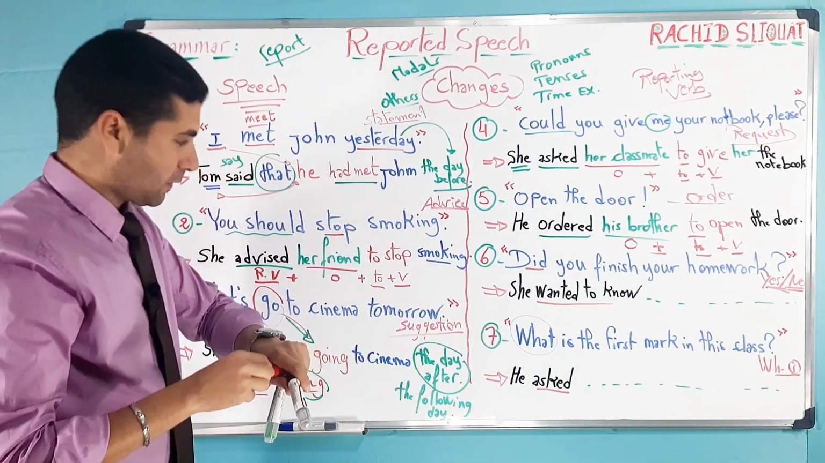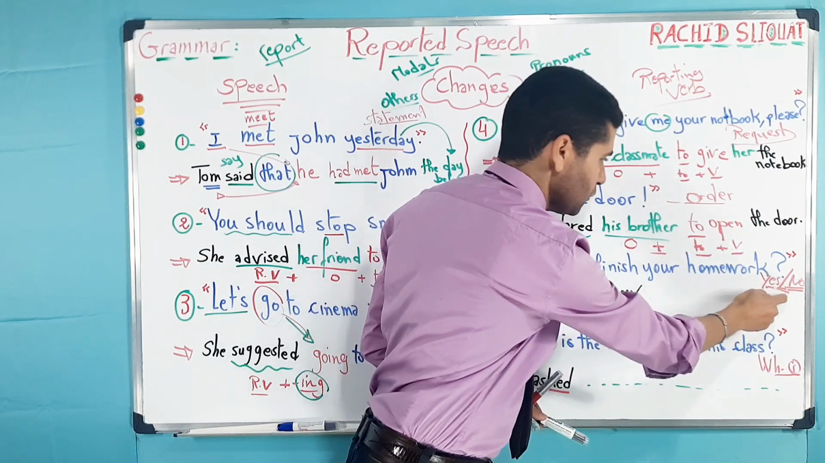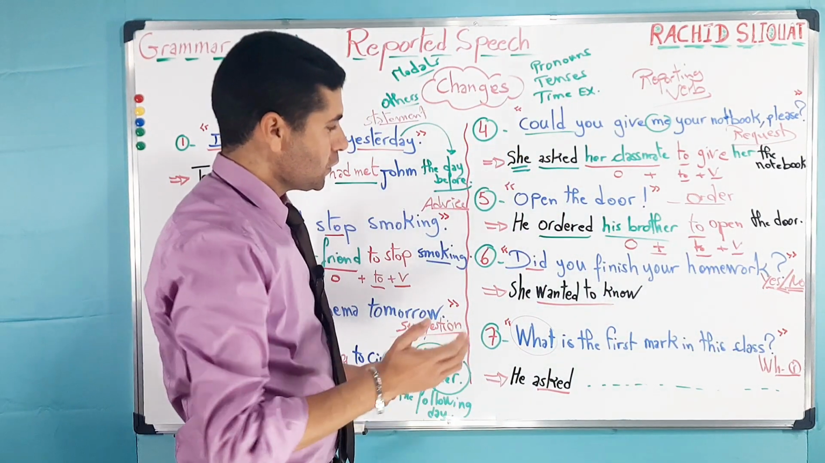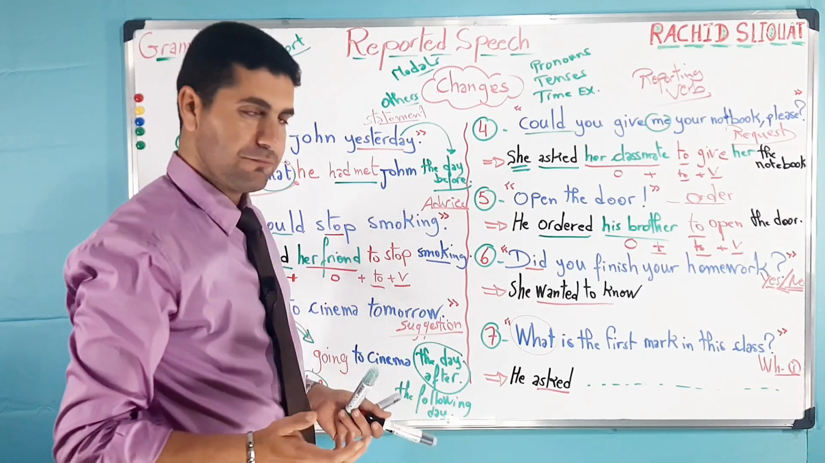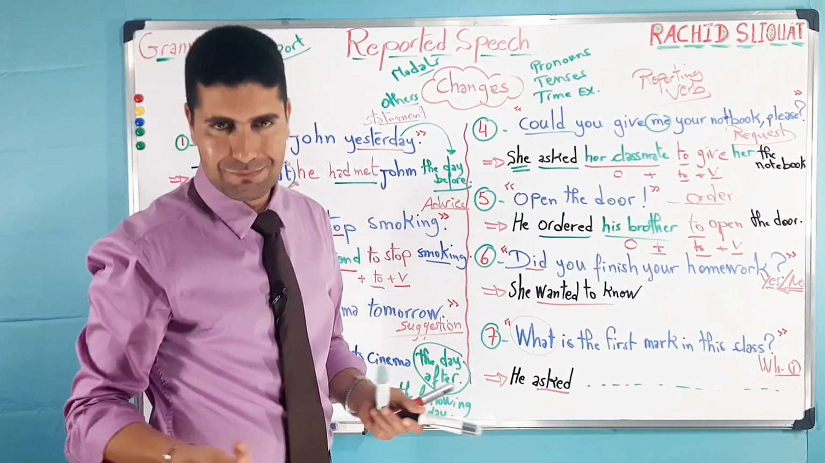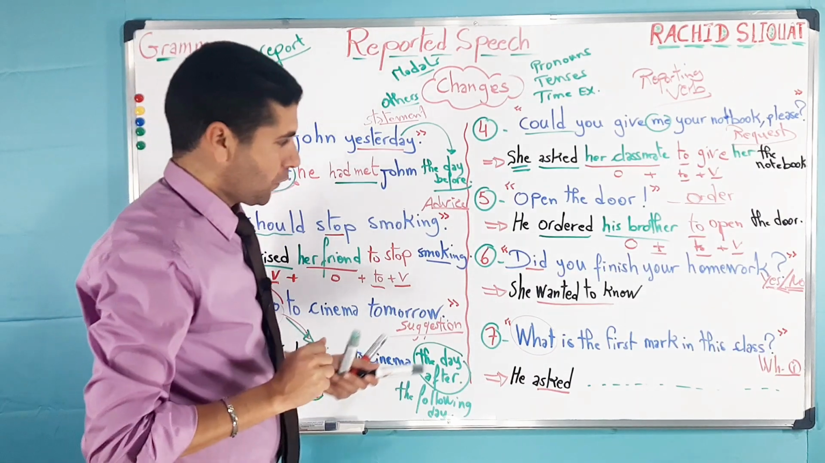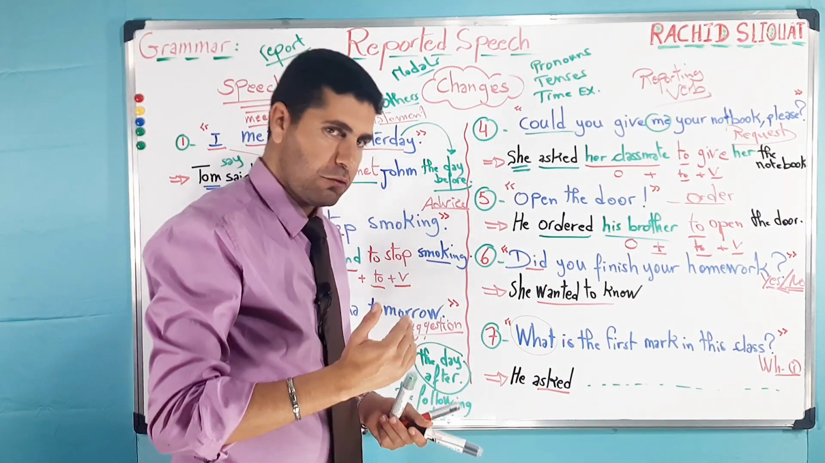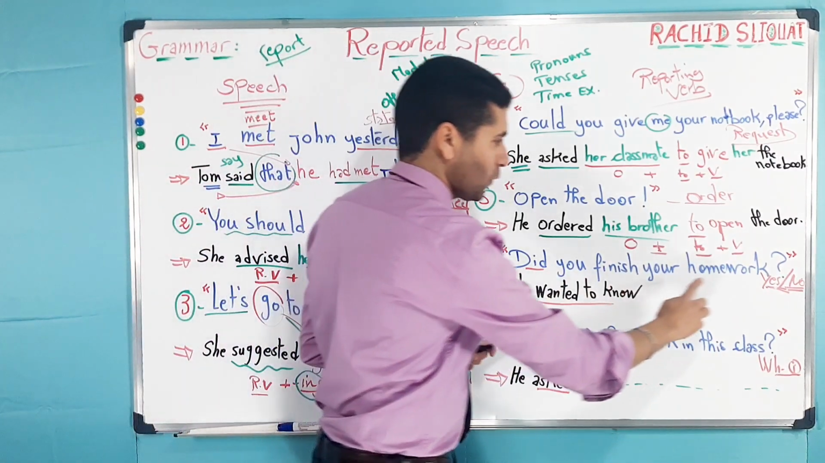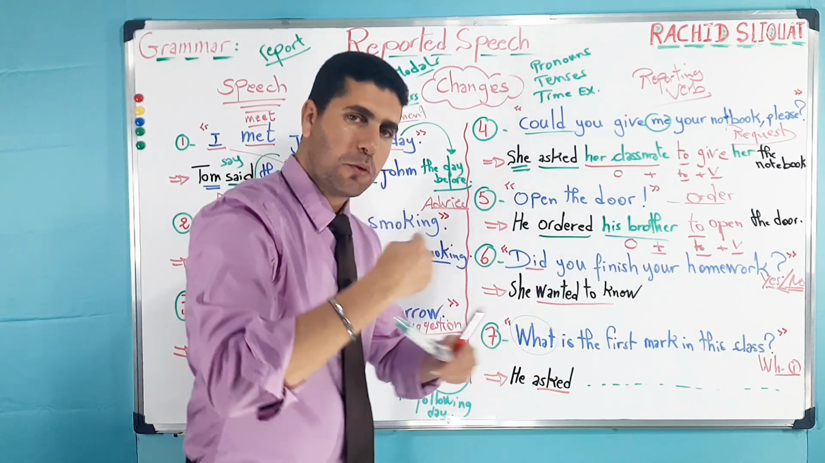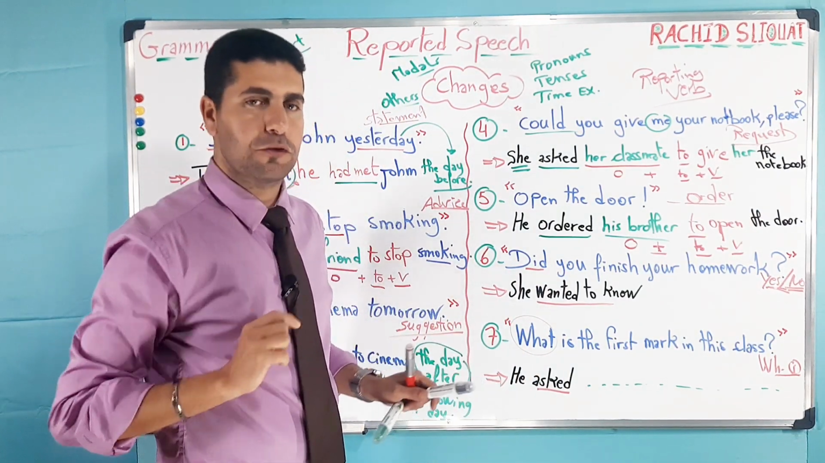Let's go to number 6, and number 6 has to do with question, and this is a yes/no question. Did you finish your homework? So the answer can be either yes or no. All right. Usually, just remember, for reporting a question, we never keep the question form. So here we have a question form with a question mark. When we report a question, it's no longer a question. This is something that you have to keep in mind.